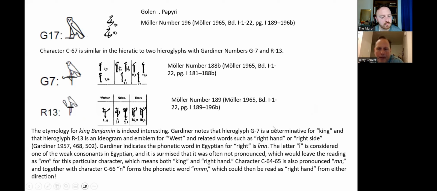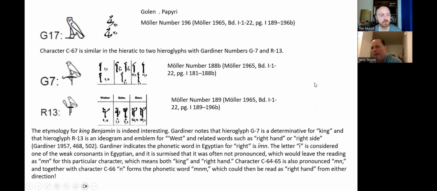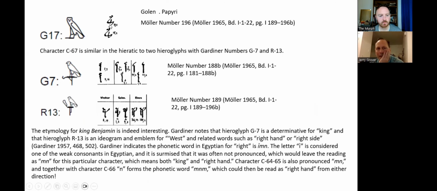Also, this G7 is a determinative for king, and it is also an emblem, an ideogram, for west and related words such as right hand or right side. So what I'm telling you is you have the king on the right hand, and that's the meaning: son of the right hand. That's the meaning of King Benjamin's name. You do find the glyph forms, at least. It's a mix, not necessarily perfect, but you can get it out of that.